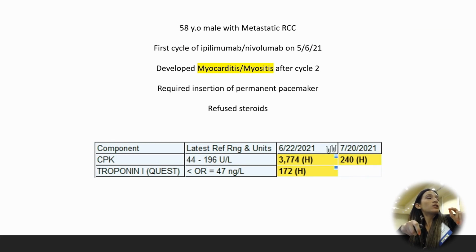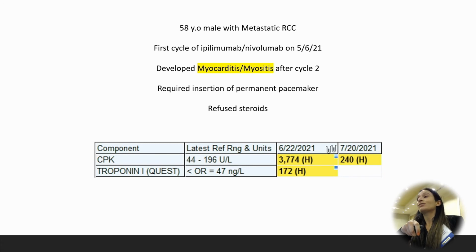Here we have a patient, a 58-year-old male with metastatic renal cell carcinoma. He got ipi/nivo. After cycle 2, he developed myocarditis and myositis. He was in California at the time. He left Florida, went to California. We ended up knowing that he required an insertion of a permanent pacemaker.